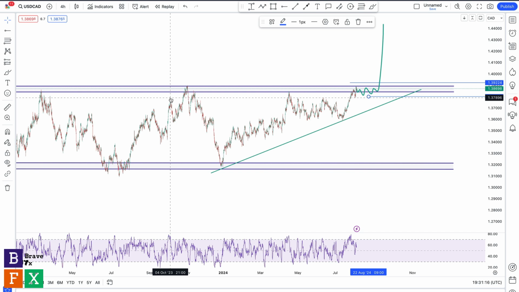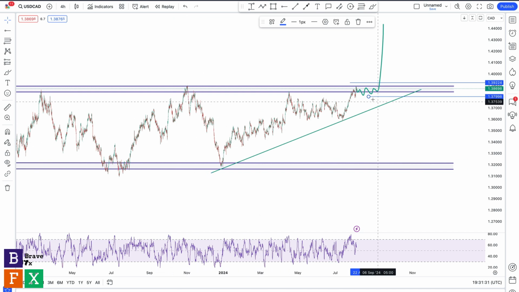Remember guys, this is just my opinion on the market. I may be wrong, the market may not play out as I expect, but these are the most likely scenarios to watch out for when trading this currency pair, as analyzed on the charts, right?